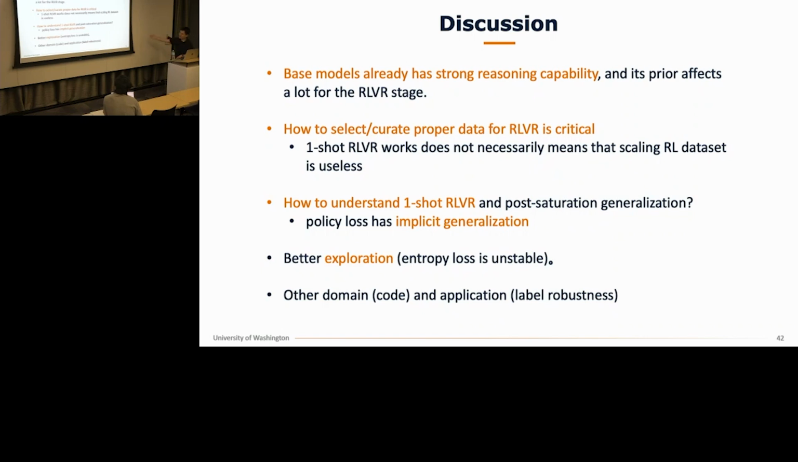And here we only tested on math and some reasoning tasks, but another big domain in reasoning is coding. We haven't done extensive experiments there, but it could be interesting to try how much data you actually need to improve the coding capability of the base models.